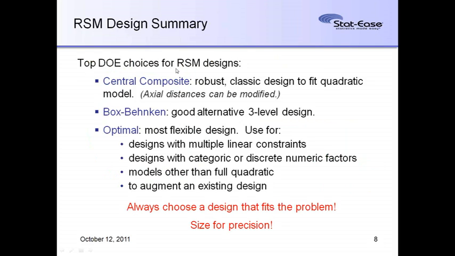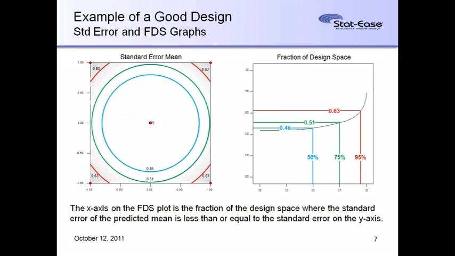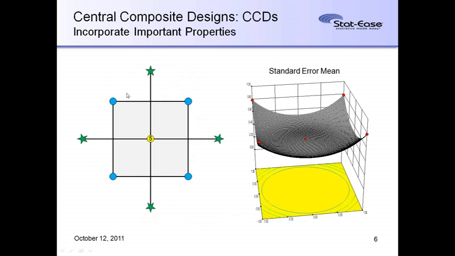Okay, top choices for response surface method designs are the central composite design we just looked at. It's a robust, classic design designed to fit quadratic models. We can change those axial distances, the distances those star points are. So if I go back and look at the design, I could pull those star points in closer to the square if they were going to fall too far out.